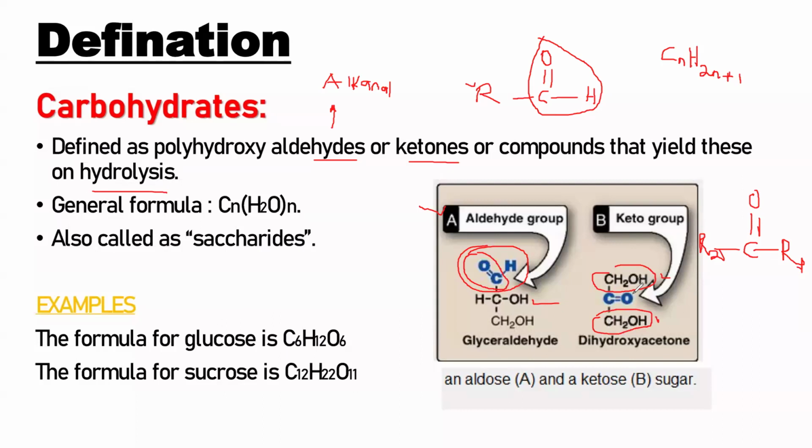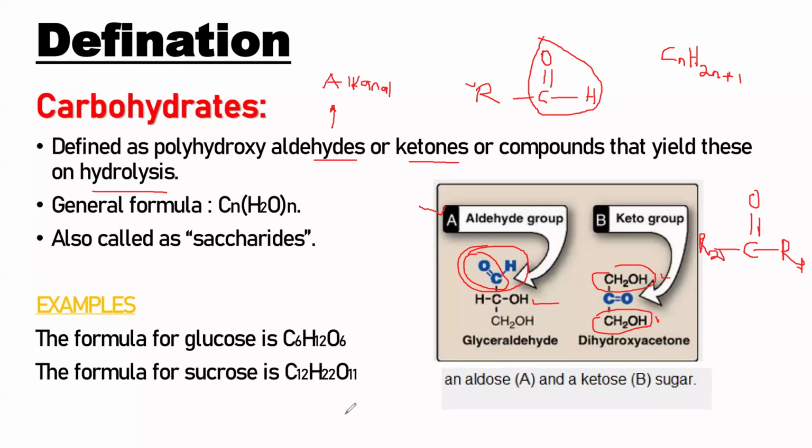So a carbohydrate is any compound that has polyhydroxyaldehyde or polyhydroxy ketones, or any compound that yields polyhydroxyaldehyde or ketones on hydrolysis. That's when you break them down, and at the end you end up having polyhydroxyaldehyde or polyhydroxy ketones. That is how we define carbohydrate. So this concept is very, very important.